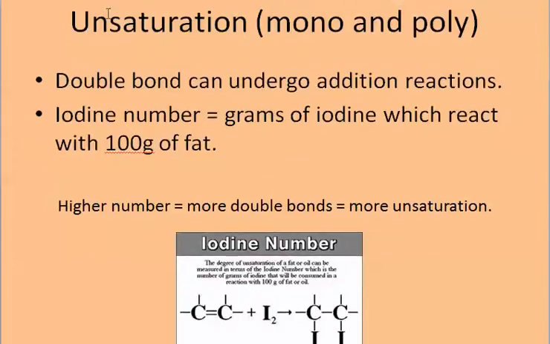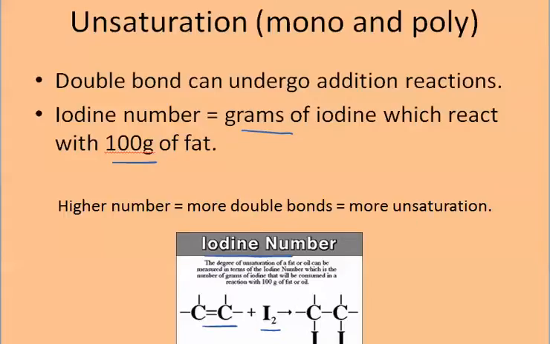Now, the degree of unsaturation of a fatty acid can be measured in terms of its iodine number. Right? And what we've got there is iodine reacting across that double bond. So our definition is here, it's the grams of iodine which react with 100 grams of our fat. So the higher the number, we've obviously got more double bonds there, we've got more unsaturation.